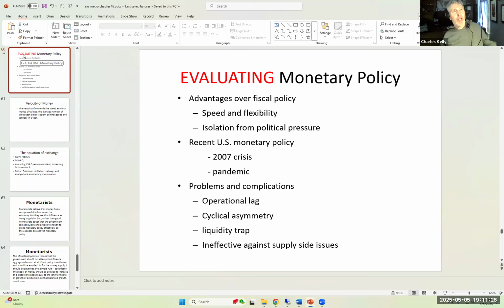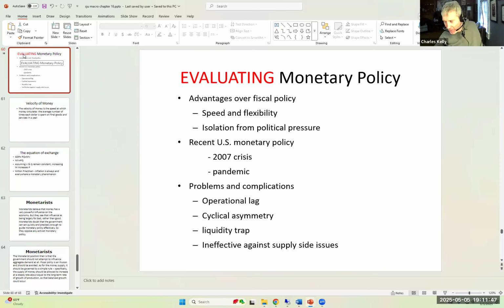So this idea, you can lead a horse to water, but you can't make him drink. Cyclical asymmetry. The Fed's really good at reining in inflation, but they can't make businesses borrow and invest, and they can't make people borrow to spend, right?